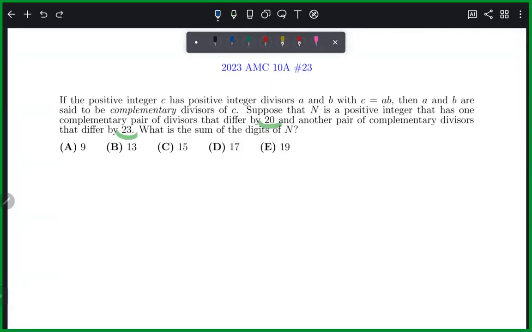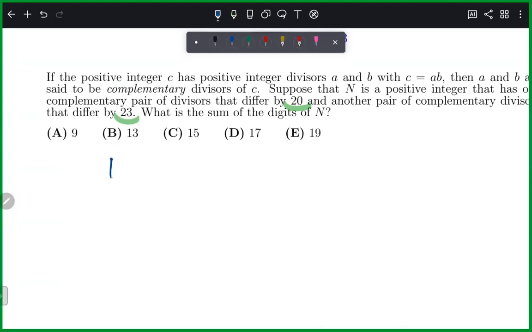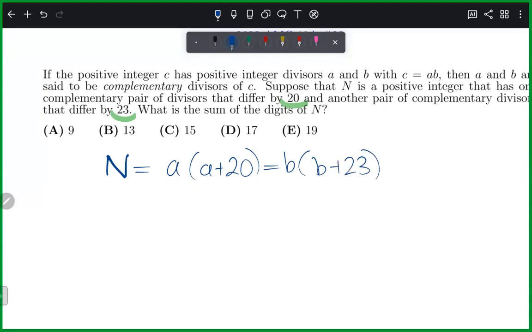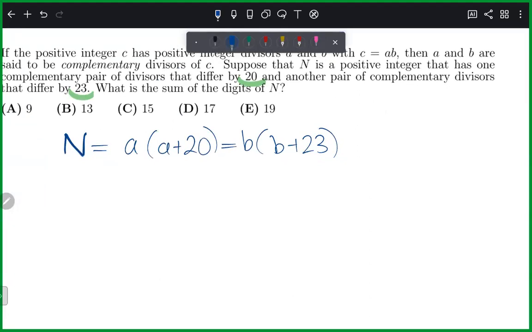Okay, so on the one hand, n can be written as n equals a times a plus 20. On the other hand, it can also be written as b times b plus 23. Let's try to solve for a and b. First of all, you can easily observe that a is greater than b, because otherwise, the left-hand side is always smaller than the right-hand side, and they cannot be equal to each other.